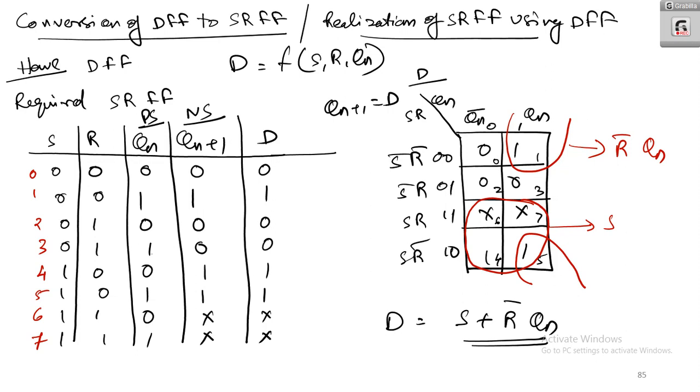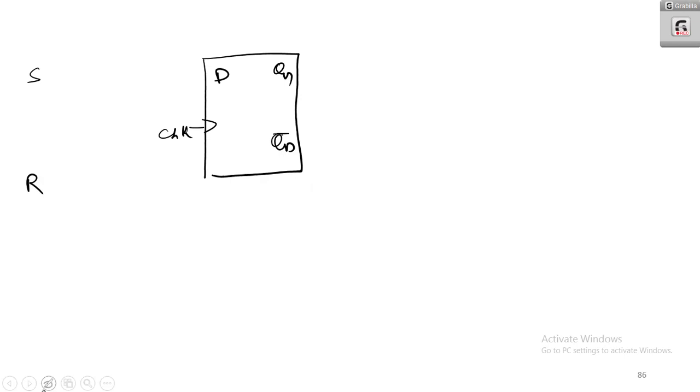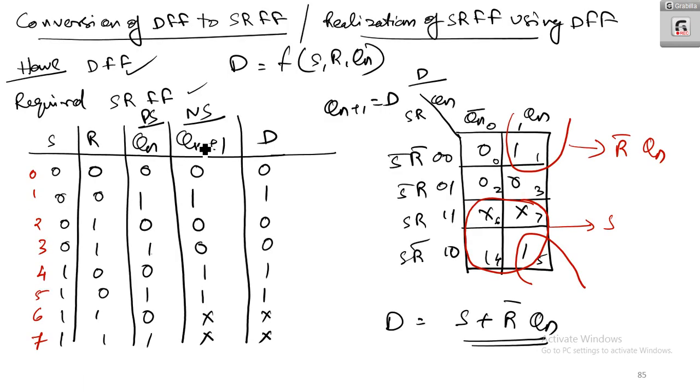Now, that is the next question. What we are having is a D flip-flop. We have to convert it into an SR flip-flop. So you are having a D flip-flop. Clock is there. Qn is there. Qn bar is there. S is there, R is there. Now, what is D? D is equal to S or R bar Qn, right?